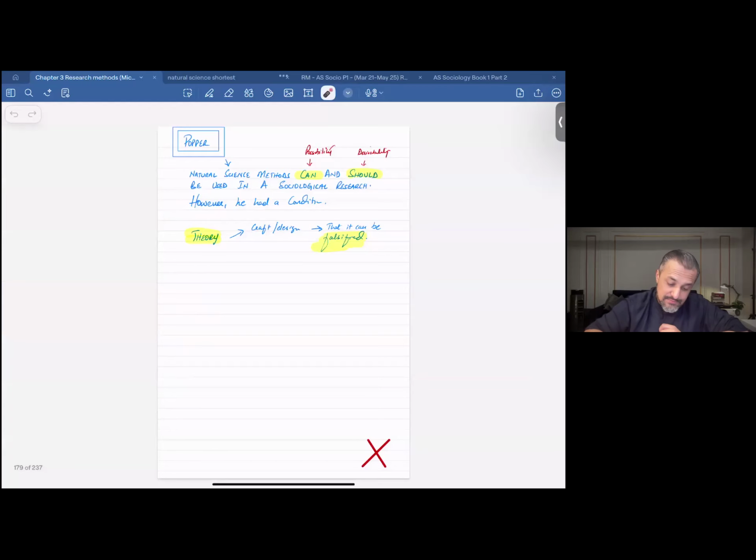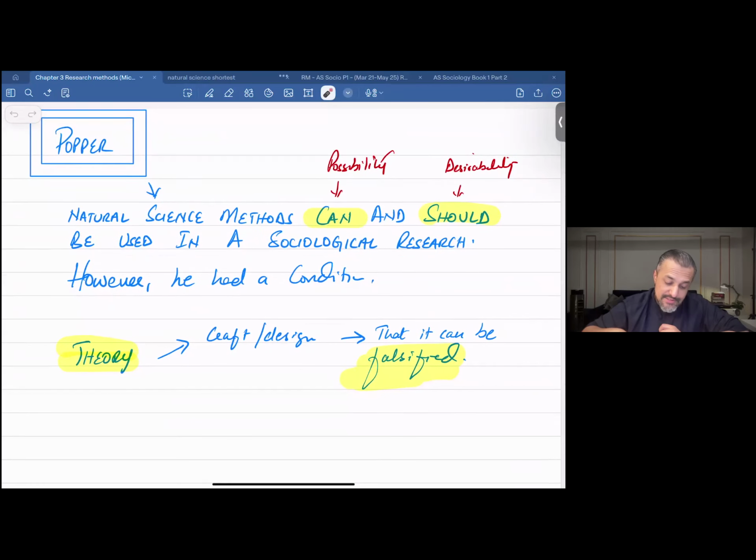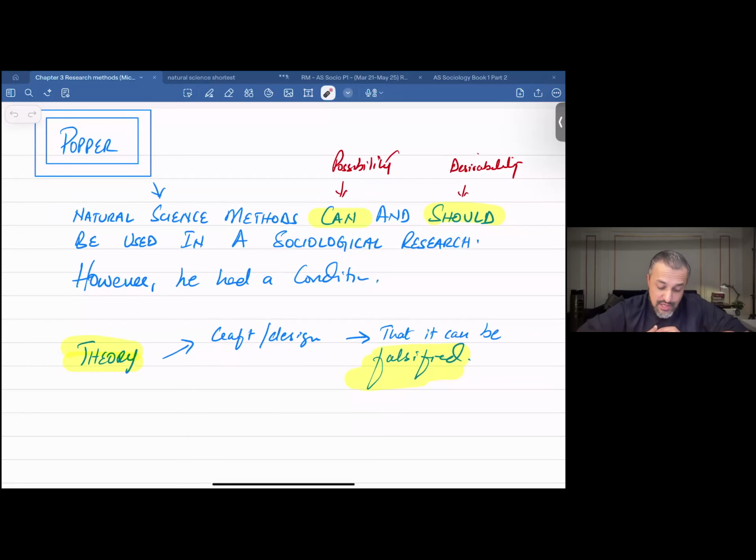Taking this a little further, so Popper claims natural science methods can and should be used in a sociological research. However, he had a condition. According to him, your theory should be crafted or designed in a manner that it can be falsified. It should be falsifiable. उसके अंदर ये ऑप्शन तो छोड़ें आपके वो गलत प्रूव की जा सके, और वो सिर्फ तब पॉसिबल है जब आपकी थ्योरी प्रिसाइजली क्राफ्टेड हो, प्रिसाइजली डिजाइंड हो.